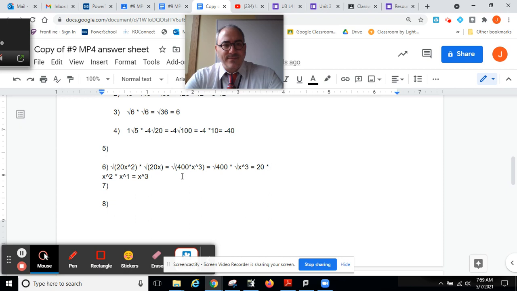And this is tricky. What is the square root of x to the second power? What's the square root of x to the second power? Take a guess.